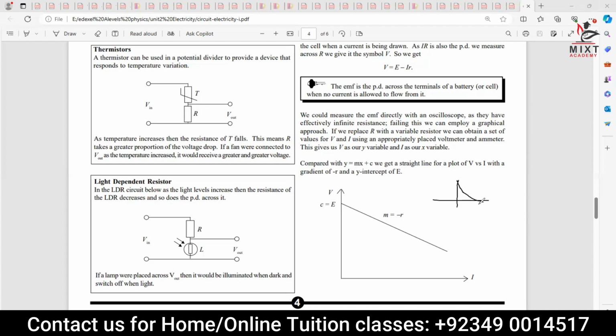So today till now, what have we studied? We studied the VI characteristics of a diode, the VI characteristic of an LDR, the VI characteristic of a lamp, and the VI characteristic of a simple resistor. All right.